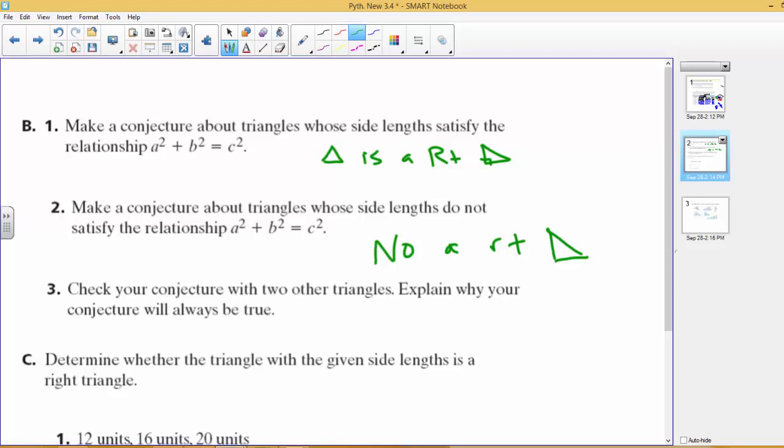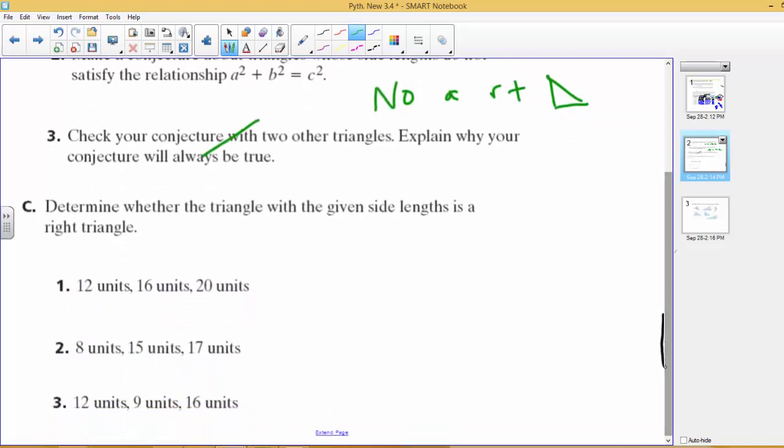You know, you actually don't have this one on your sheet at all. Okay, so let's just move down here. Don't worry about that if it's not on your sheet. All right, 12, 16, and 20. So is this a right triangle? So is 12 squared plus 16 squared equal to 20 squared?